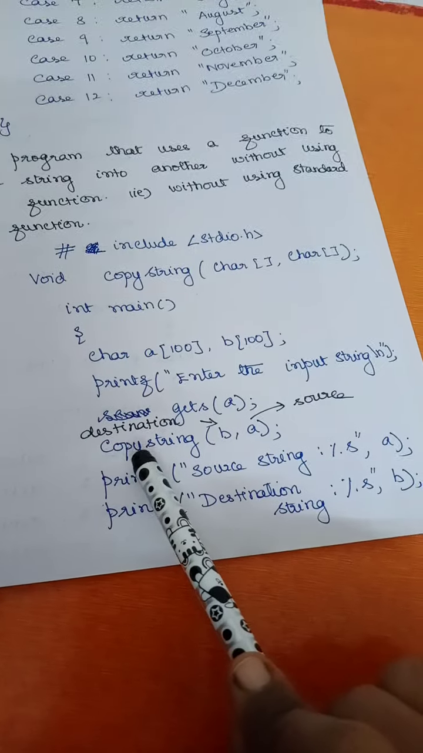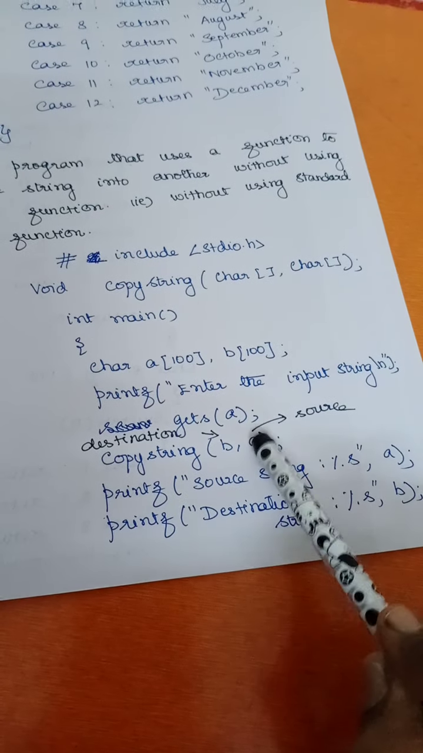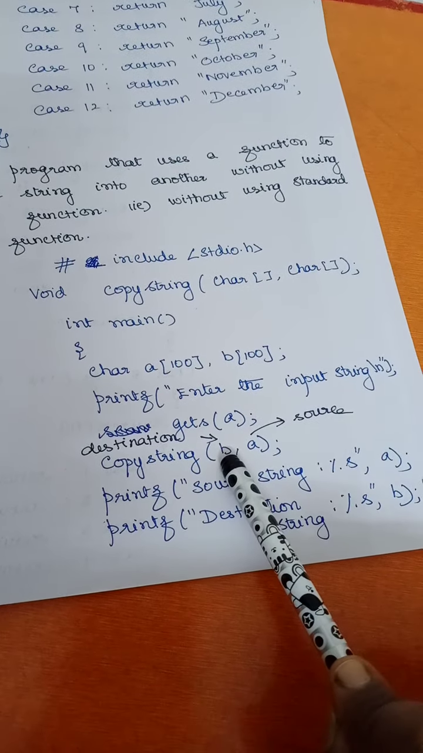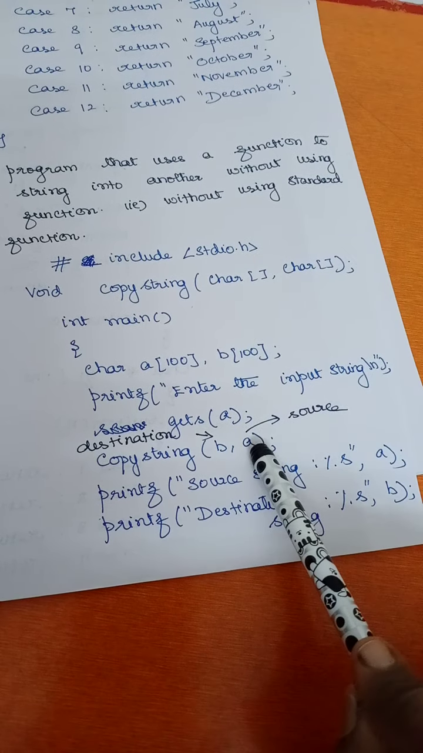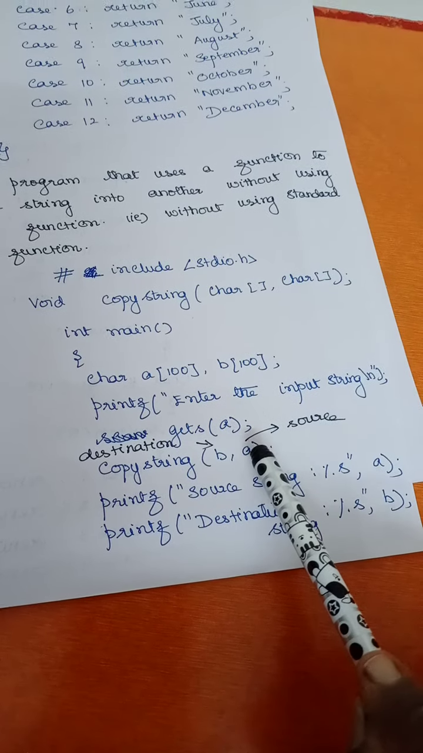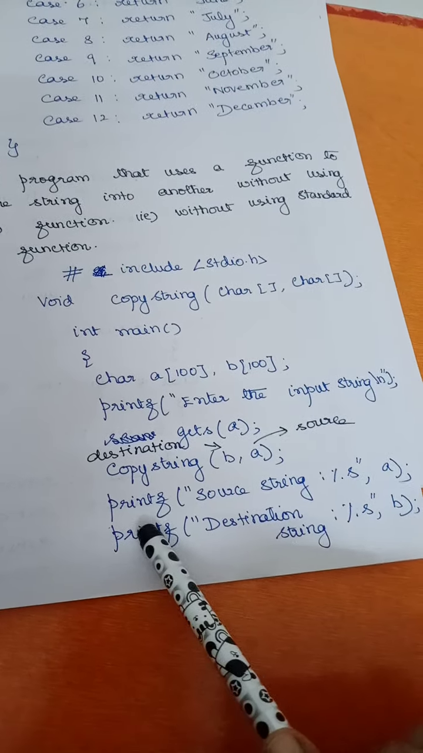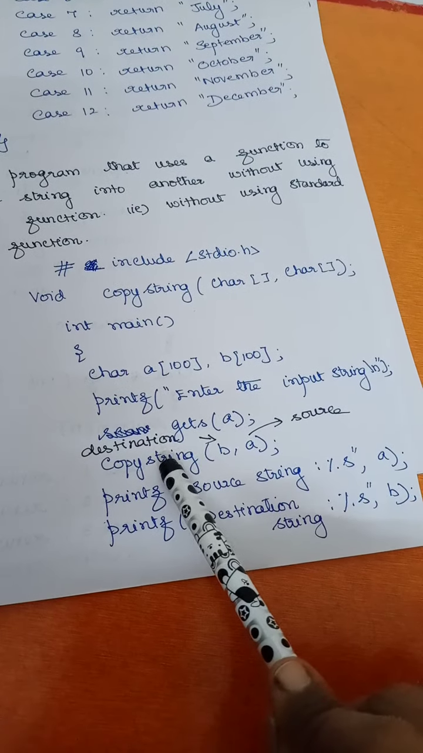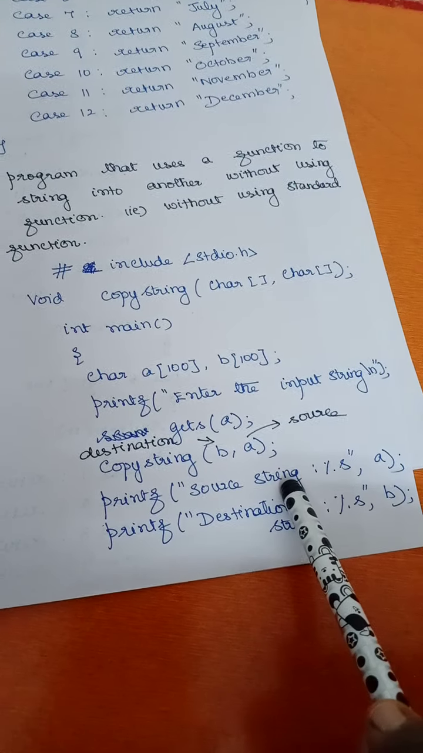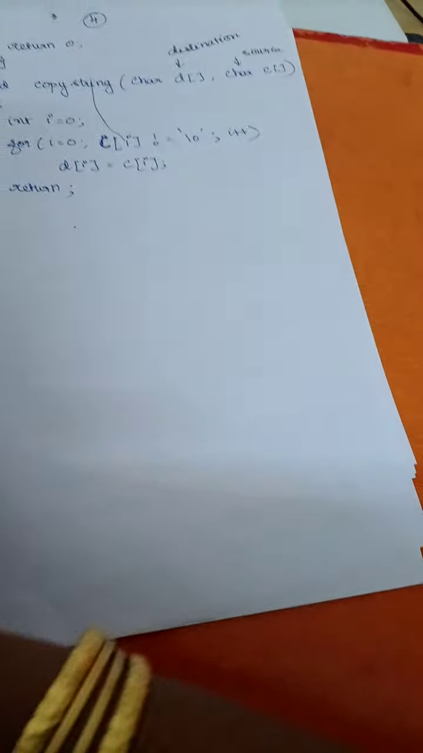Then I am calling the function copy string by passing two parameters, b and a. B is nothing but my destination to where I need to copy a. So this is going to be my actual string. I am going to copy this actual string into b, right? Now I am printing. After returning from the function I can print the source string and my destination string, right?